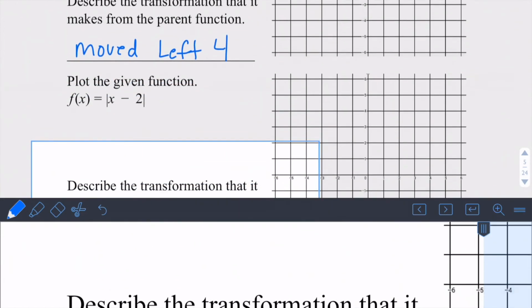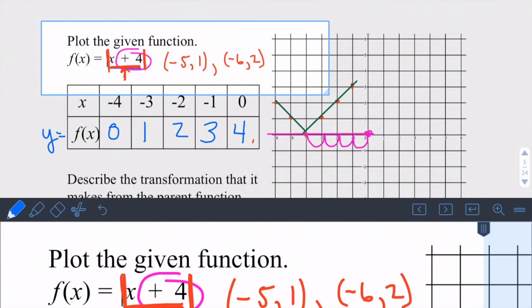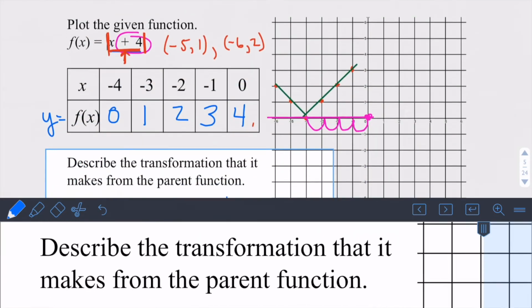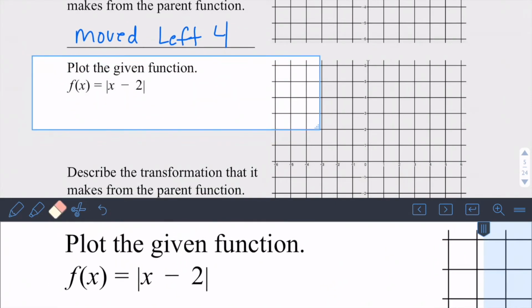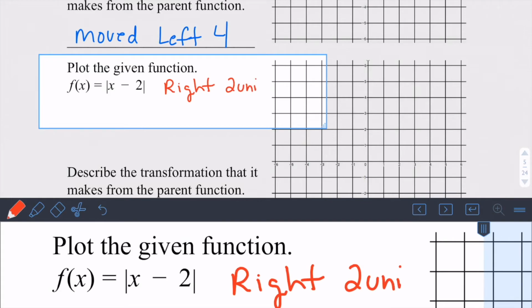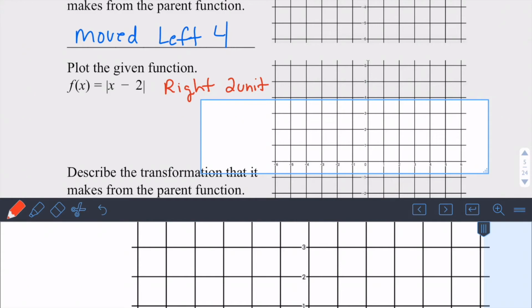And then now we're going to use the information that we just gathered from this table and graphing situation to come down here and plot this absolute value function without a table. So we know that when we had a +4, it moved to the left 4 units when it was inside the absolute value expression. So now when I come down to this function, that's going to tell me that it's going to move to the right 2 units.